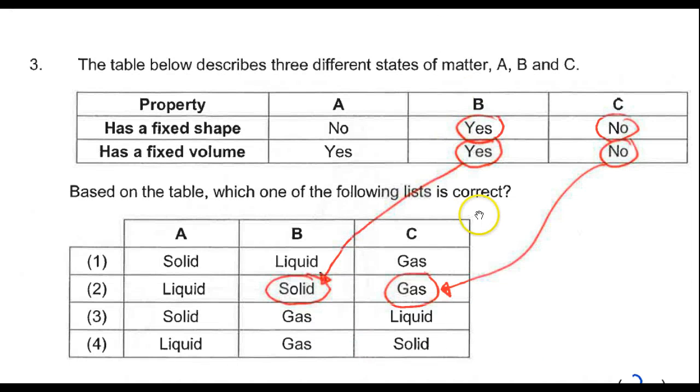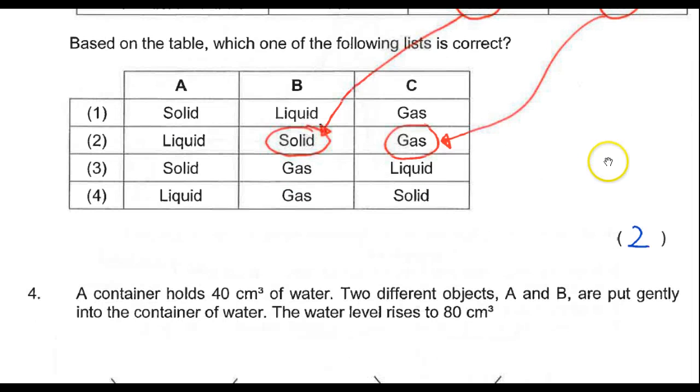Right, over here is very straightforward. What you can see is has a fixed shape, has fixed volume. That refers to yes, and yes refers to solid straight away. Right, over here B happens to be the only solid, and this is the answer. All right, if you need to check with gas, no, no. Okay, has a fixed shape, it says no. Over here fixed volume, it says no.